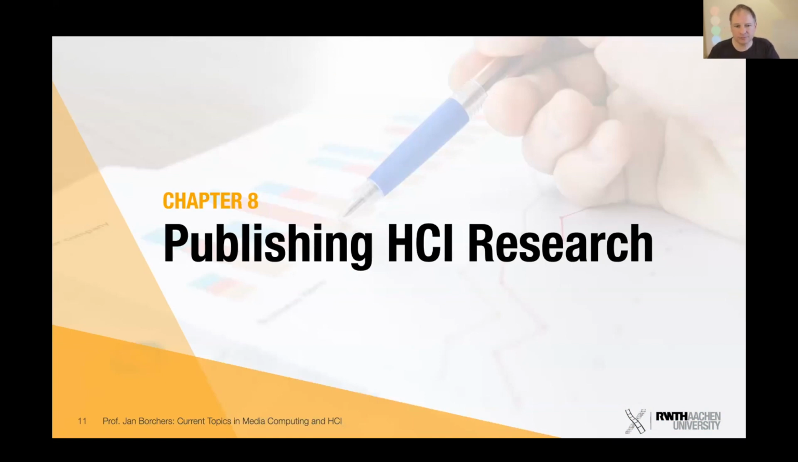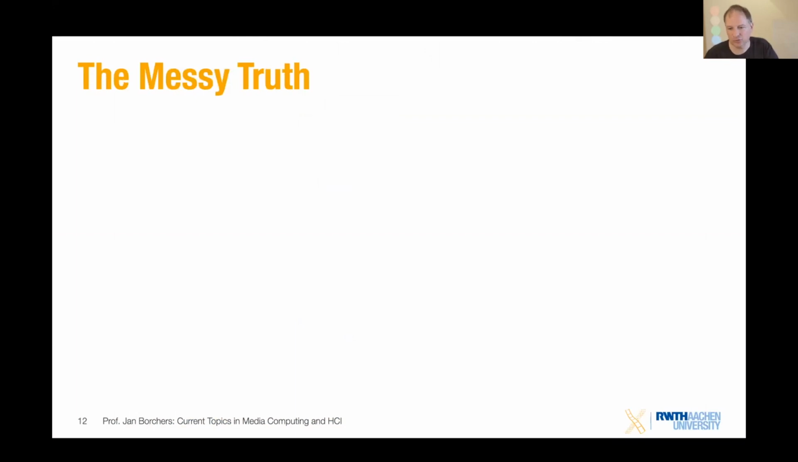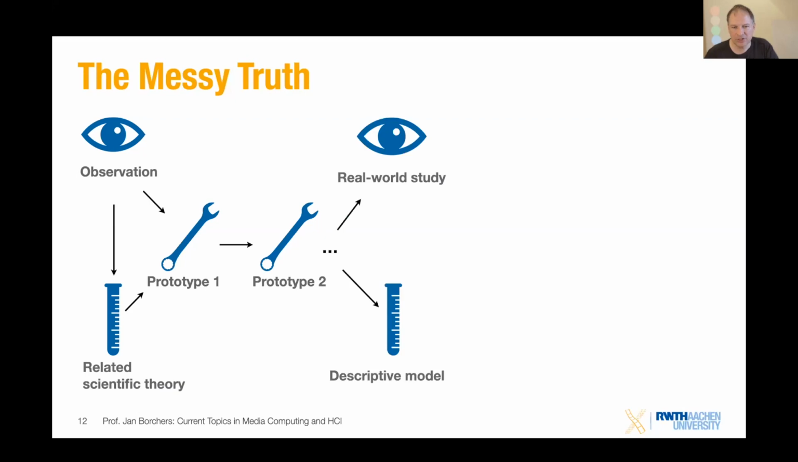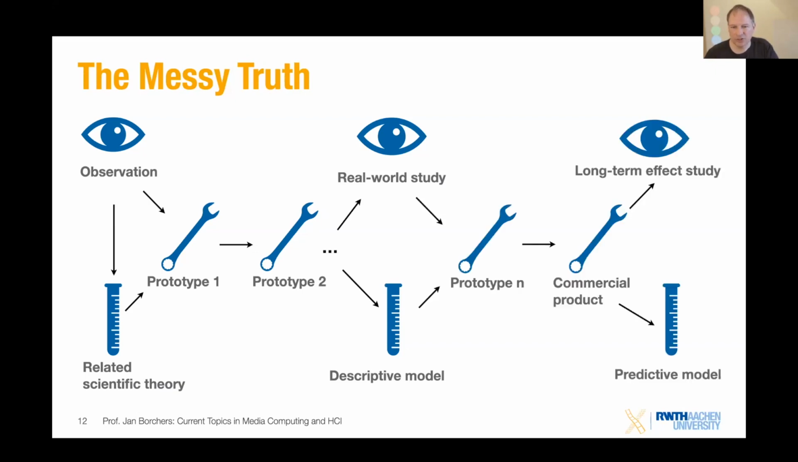Remember that we had this messy truth picture where you have your observations and/or a related scientific theory, and you build a couple of prototypes, then you run a real-world study with them. You get maybe a descriptive model out of that for the performance that users have with it. You build some more prototypes. You run maybe a long-term effect study, and you may even end up with a predictive model that can predict how people behave. We said that this is often the truth of how research happens, right?